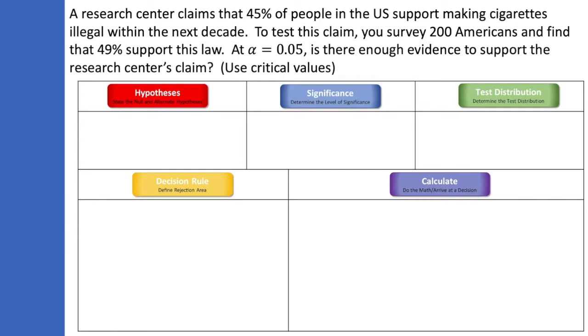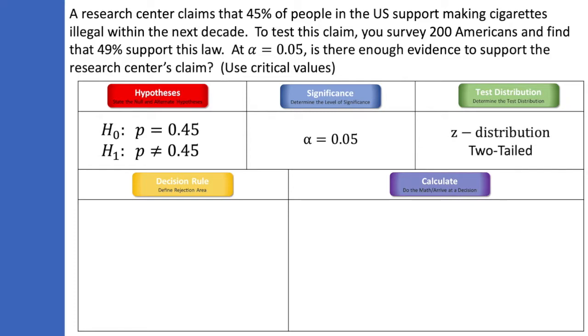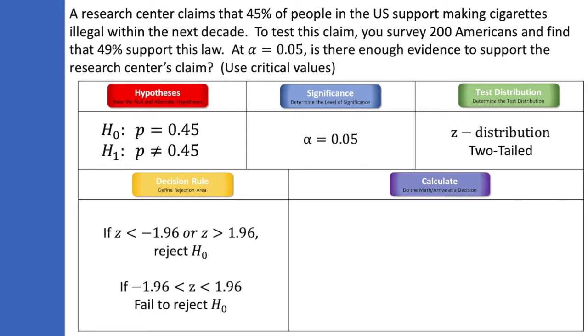Let's use critical values. Our null hypothesis is p equals 0.45. Our alternate is that p doesn't equal 0.45. Significance level of 0.05, we're using the z-distribution and a two-tailed test. Since we're using critical values, our decision rule is going to be this. If z is less than negative 1.96, or z is greater than 1.96, we'll reject the null. If z is between those two values, we'll fail to reject the null.